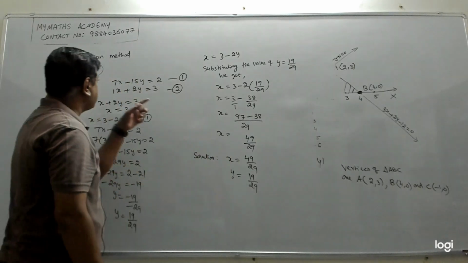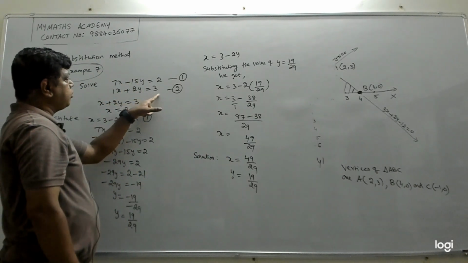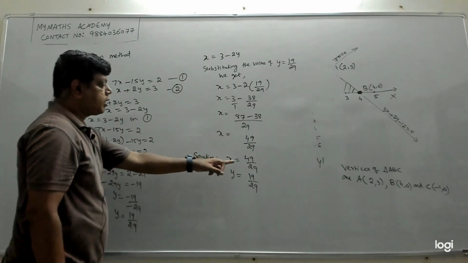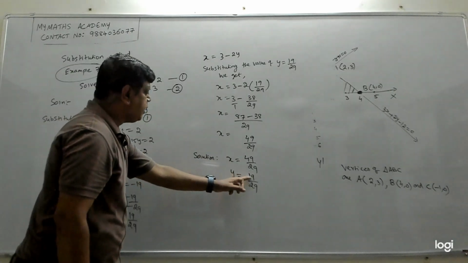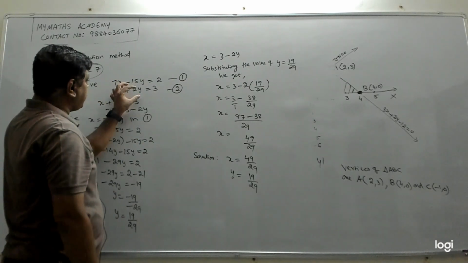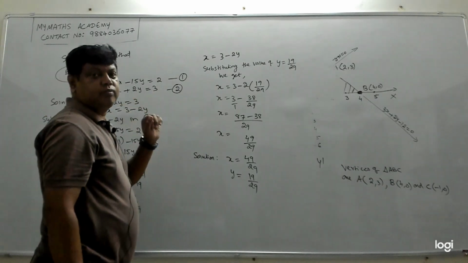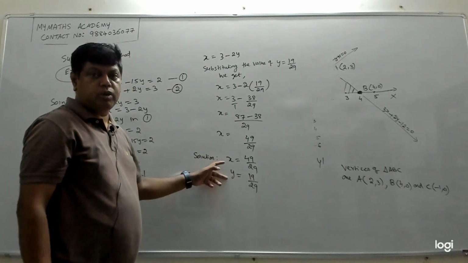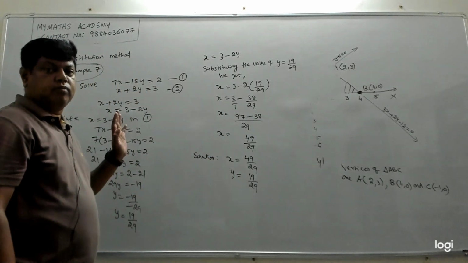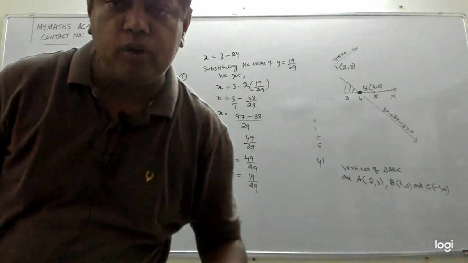Similarly, substitute the same values in the other equation, x plus 2y equal to 3. So again substitute x is equal to 49 by 29, y is equal to 19 by 29 here, and if you do this calculation after substituting for x and y, then the value that you will get finally will be 3. See, that is why this is called a solution. Solution means the values which will satisfy both the equations. The same value should satisfy both the equations. So we have found the solution for this.